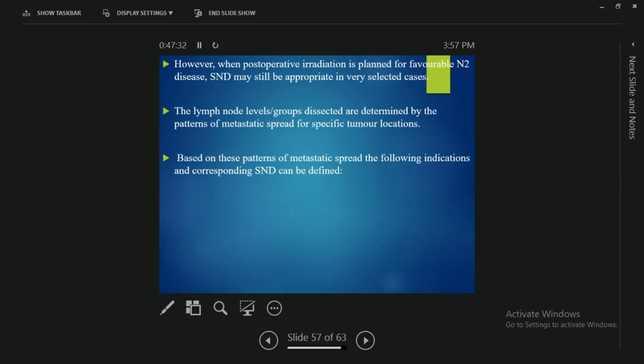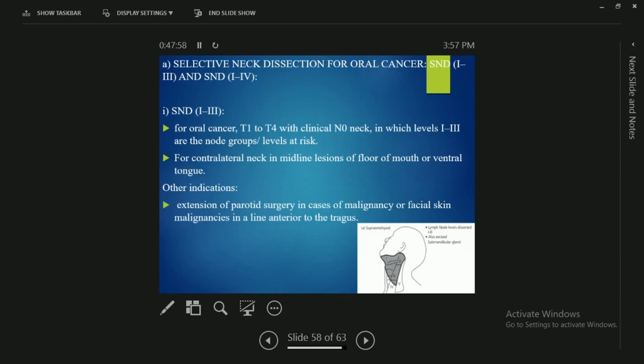However, when postoperative radiation is planned for favorable N2 disease, selective neck dissection may still be appropriate in very selected cases. The lymph node level groups dissected are determined by the pattern of metastatic spread for a specific tumor location. Based on this pattern of metastatic spread, the following are the indications for selective neck dissection. Selective neck dissection for oral cancer: selective neck dissection levels 1 to 3 and 1 to 4.